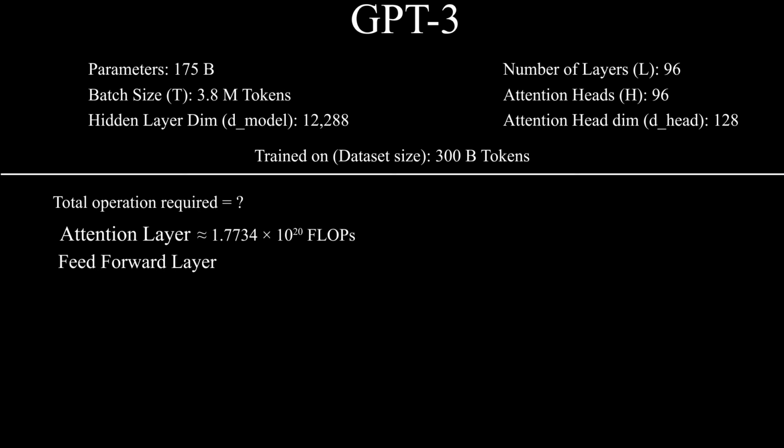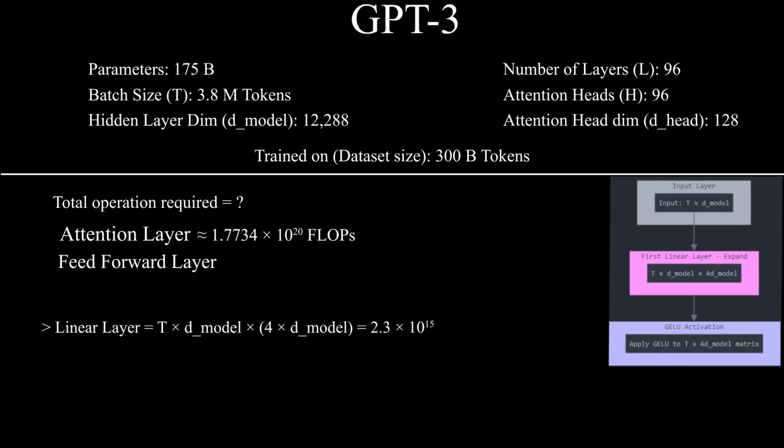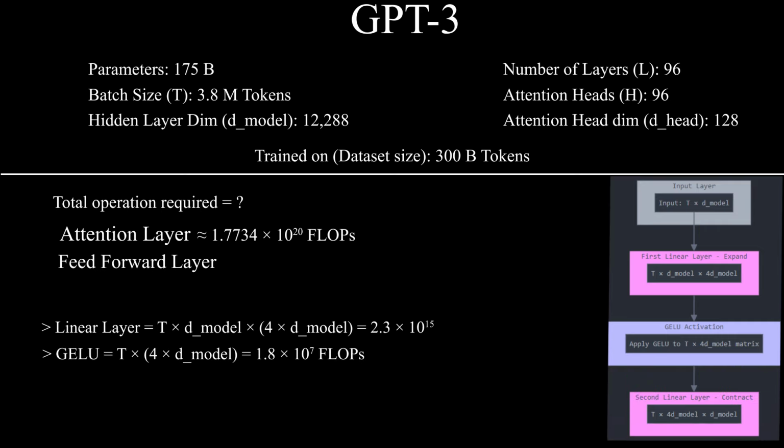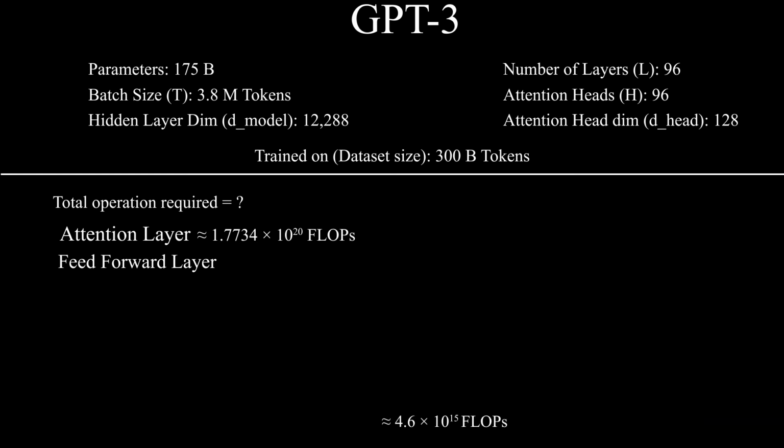The feed-forward network consists of two linear layers with a hidden dimension of 4 times the dimension of the hidden layer. First, the linear layer. Then that will pass through the GLU activation function. Then the second linear layer. And then we'll sum them up to get the total number of operations required for the feed-forward network.